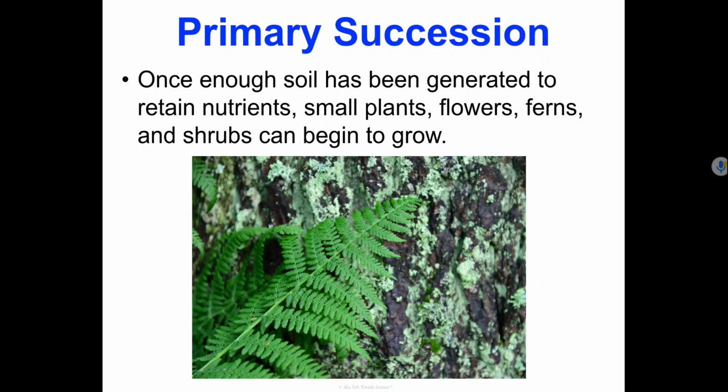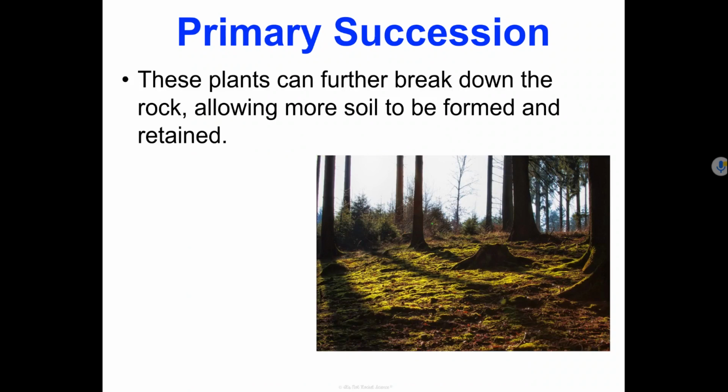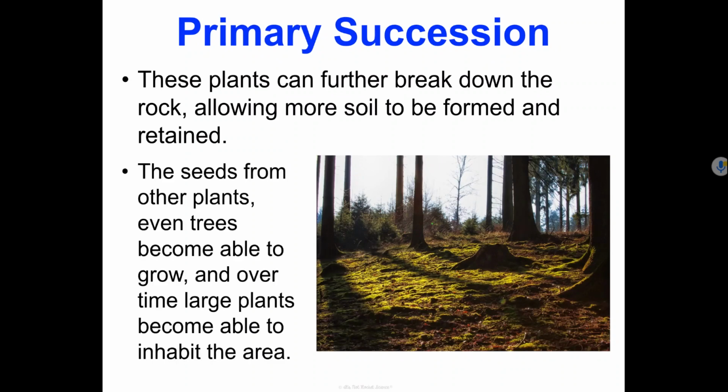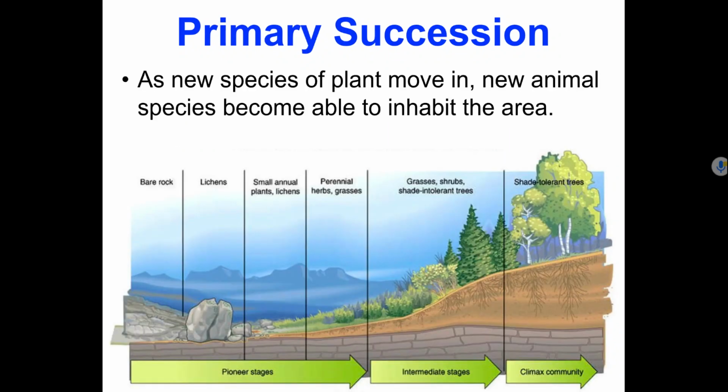Once enough soil has been generated to retain nutrients, then small plants, flowers, ferns, and shrubs can begin to grow. These plants further break down the rock, allowing even more soil to be formed and retained. The seeds from other plants and even trees become able to grow, and over time, large plants become able to inhabit the area. As new species of plant move in, new animal species become able to inhabit the area.